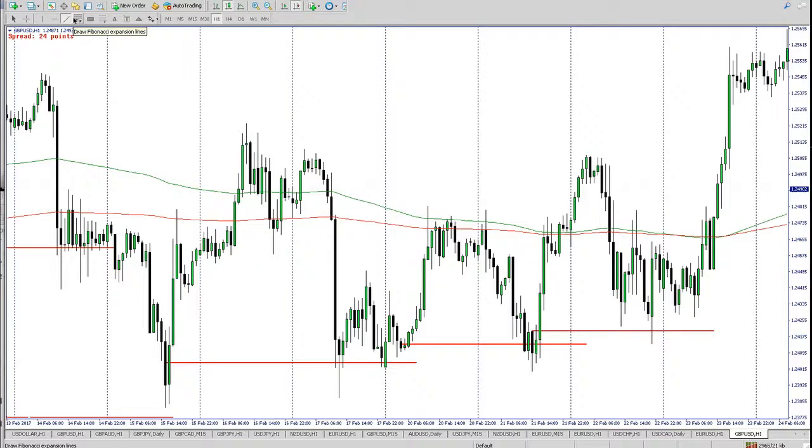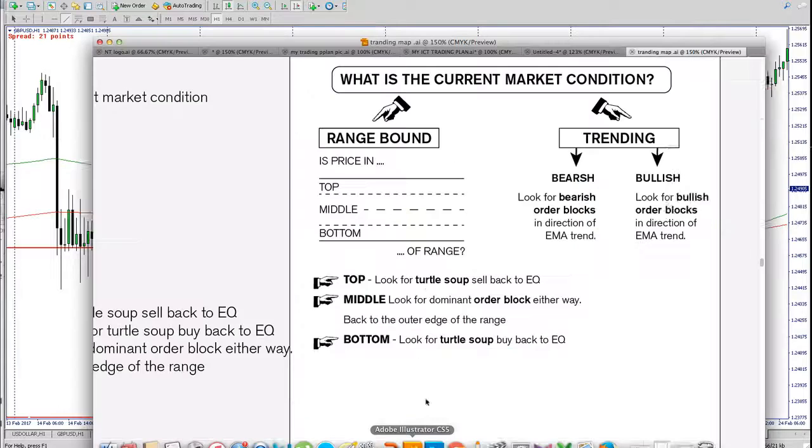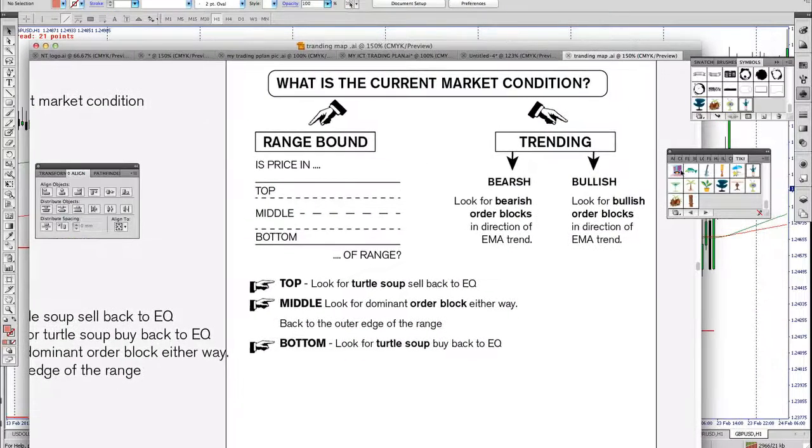The first thing you do when you come on to the charts is, are we trending or are we in consolidation? What is the current market condition? Range bound or trending? If we're range bound, as I talked about in the other videos, is price in the top, middle or bottom of the range.